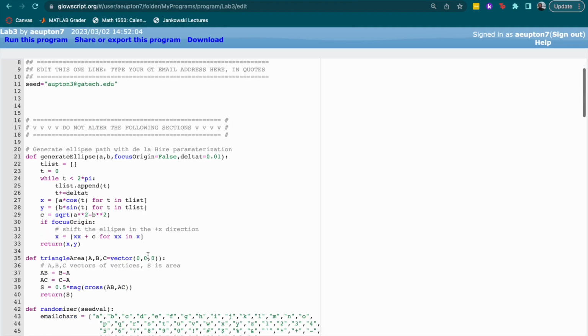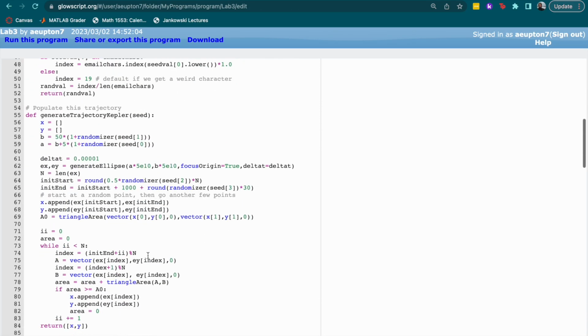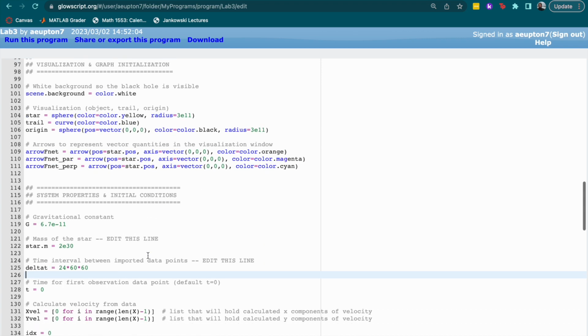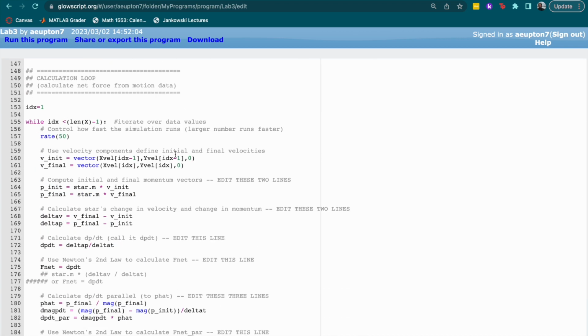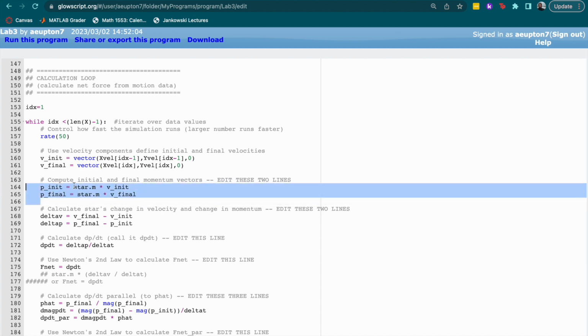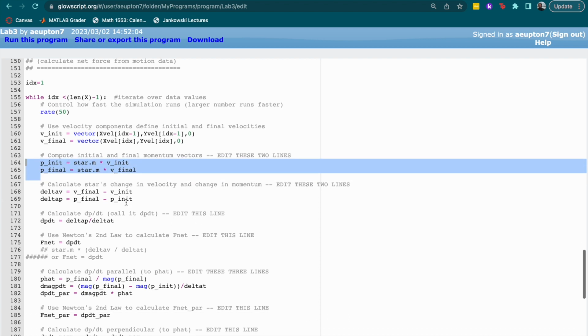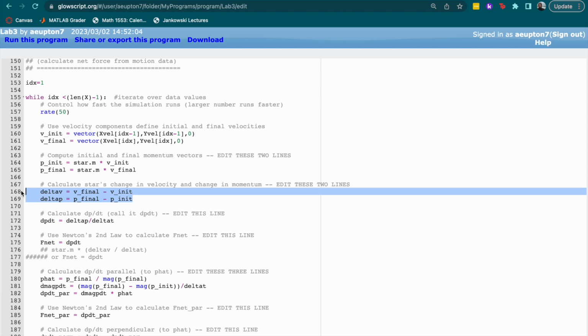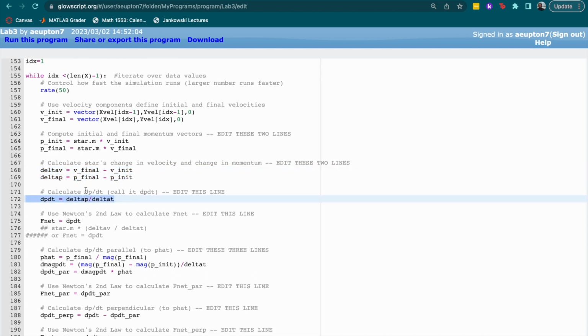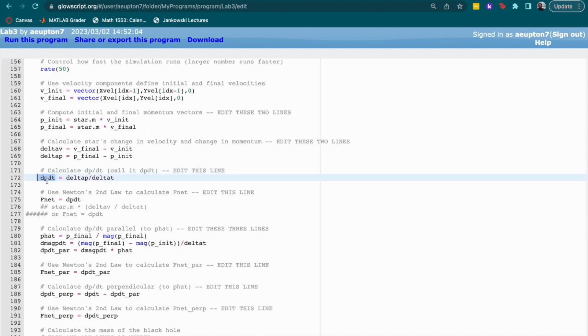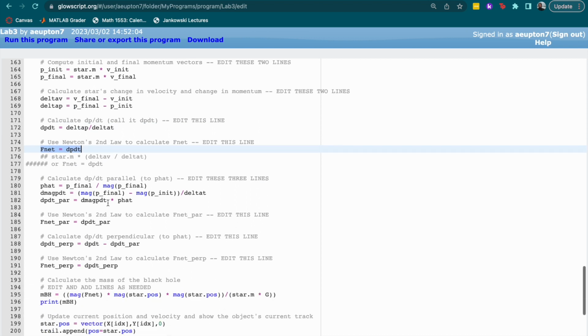So here I have the code for part 1 of the lab, and it really starts down here with all the initial conditions. And then here I have P initial and P final, which is just mass times velocity. The change in velocity and the change in momentum are just final minus initial. dp dt, self-explanatory, just delta P over delta T. And then, as stated before, F net equals dp dt.